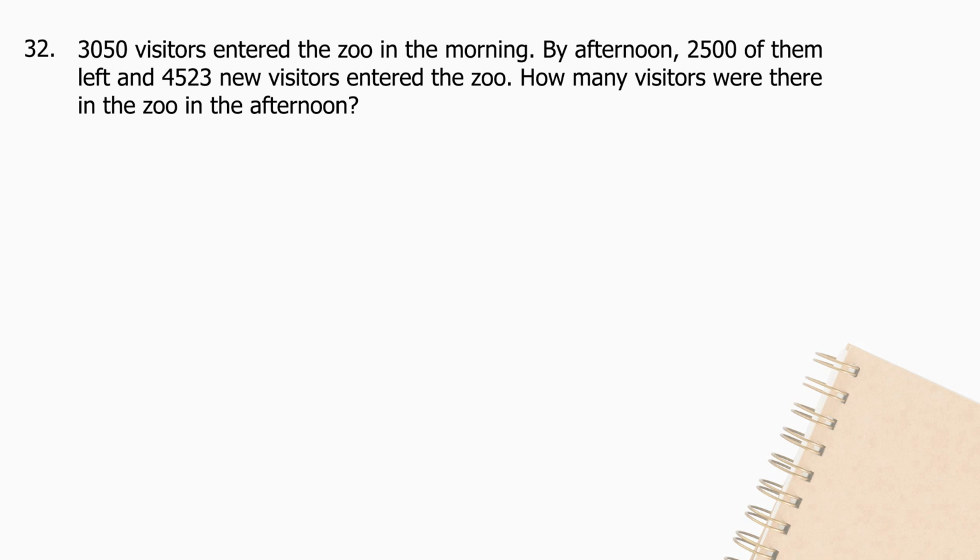Question 32. 3,050 visitors entered the zoo in the morning. By afternoon, 2,500 of them left, and 4,523 new visitors entered the zoo. How many visitors were there in the zoo in the afternoon?